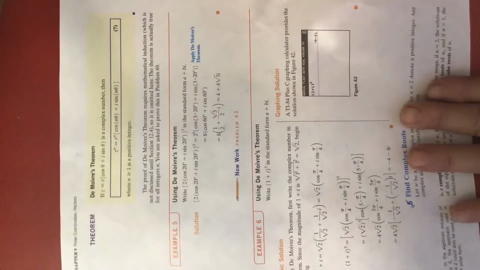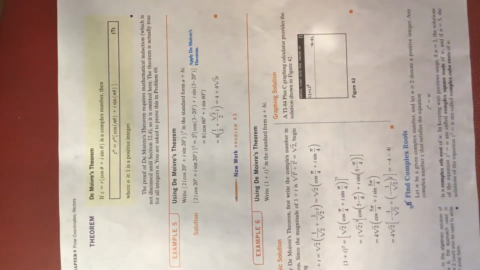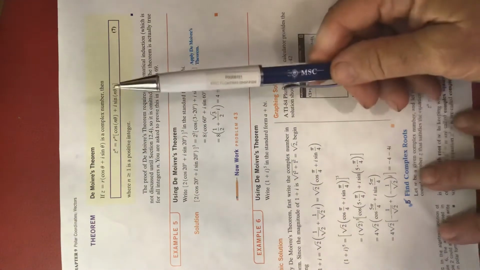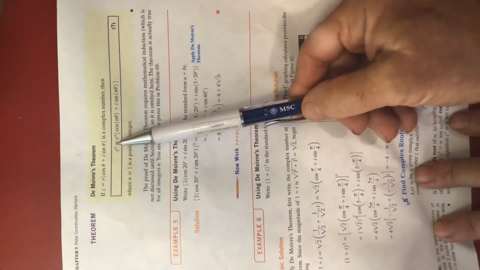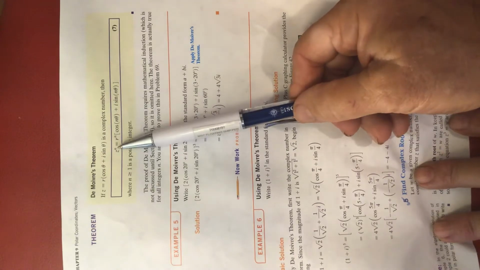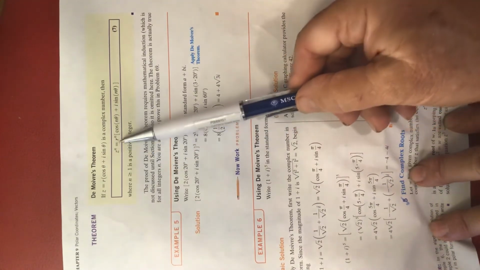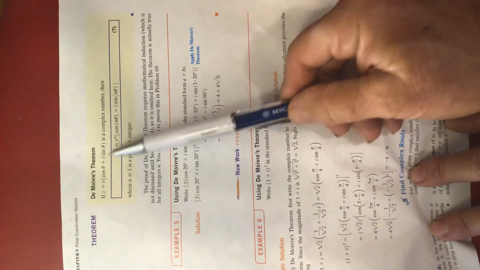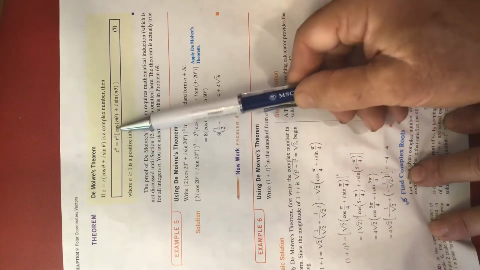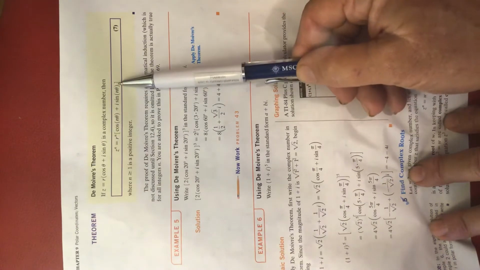The next formula is called De Moivre's formula. If you have a complex number in polar form and you now want to raise it to a power, square it, cube it, fifth power, whatever power you're raising it to, you take the r component and raise it to that power, and you take the angle and multiply by that power.